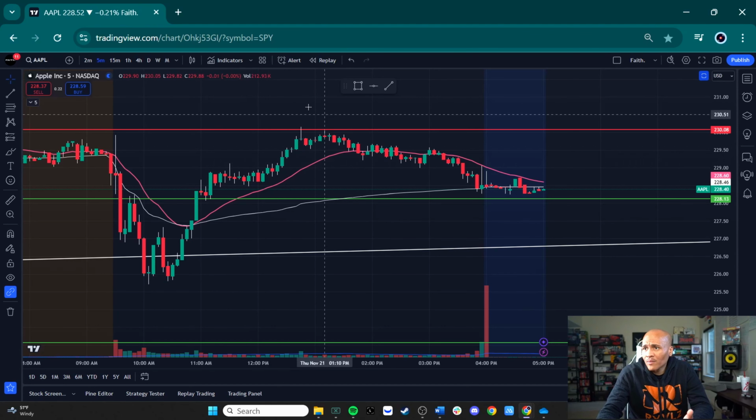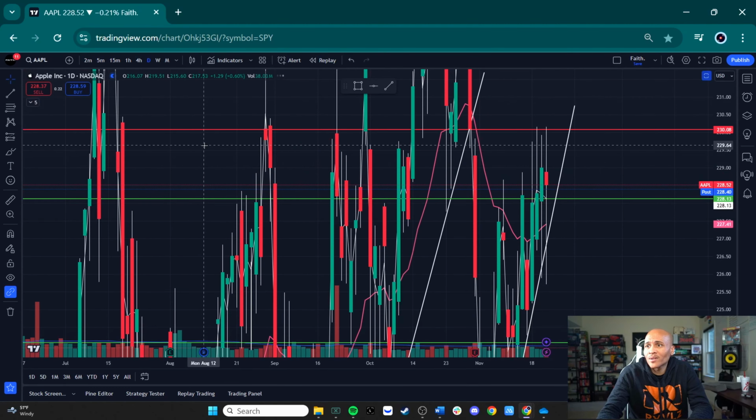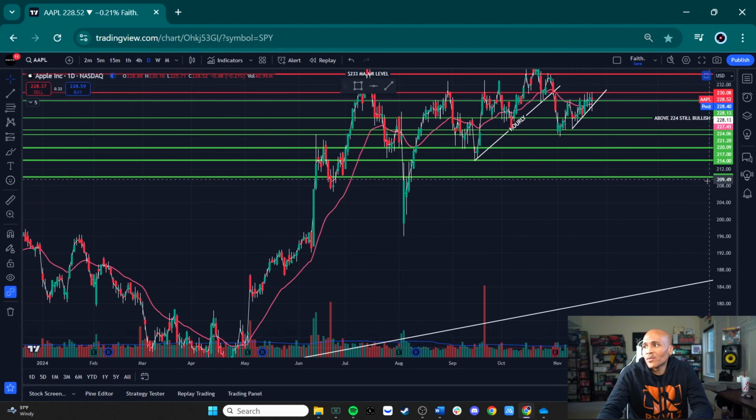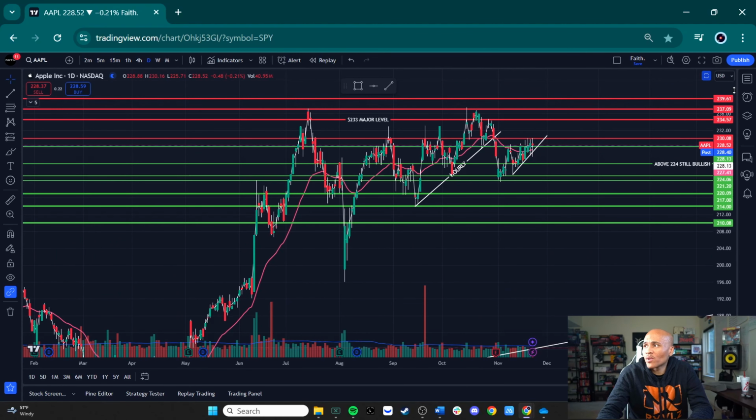That's how you use TradingView, and that's how you chart. It's pretty easy. Just go on a higher time frame, and you want to apply your levels. Apply your levels where you see support and resistance at.